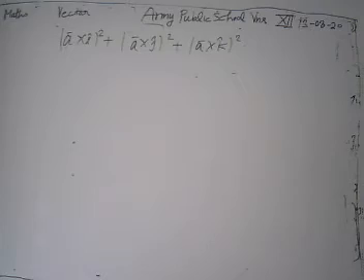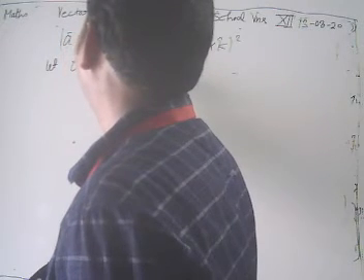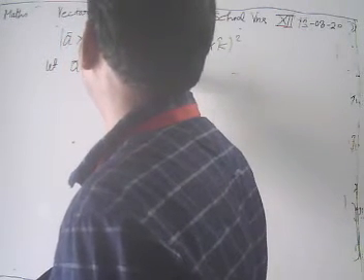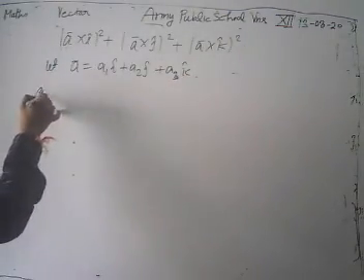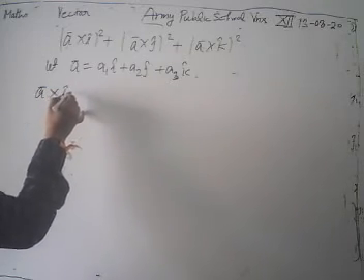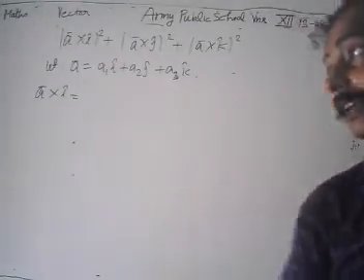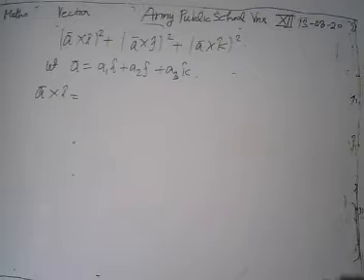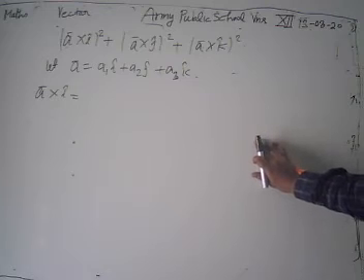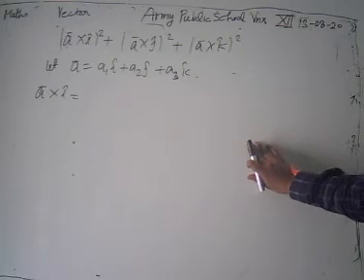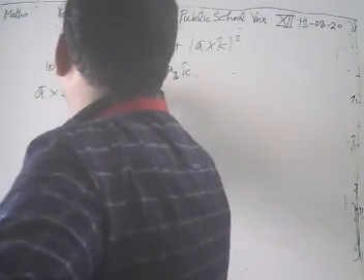Now first of all, let vector A be given by A1 i cap plus A2 j cap plus A3 k cap. Then we are going to first find the value of vector A cross i cap. For that we need vector A cross i, then vector A cross j, and also vector A cross k. Then we are going to find these values one by one. Now first, how can we find vector A cross i?